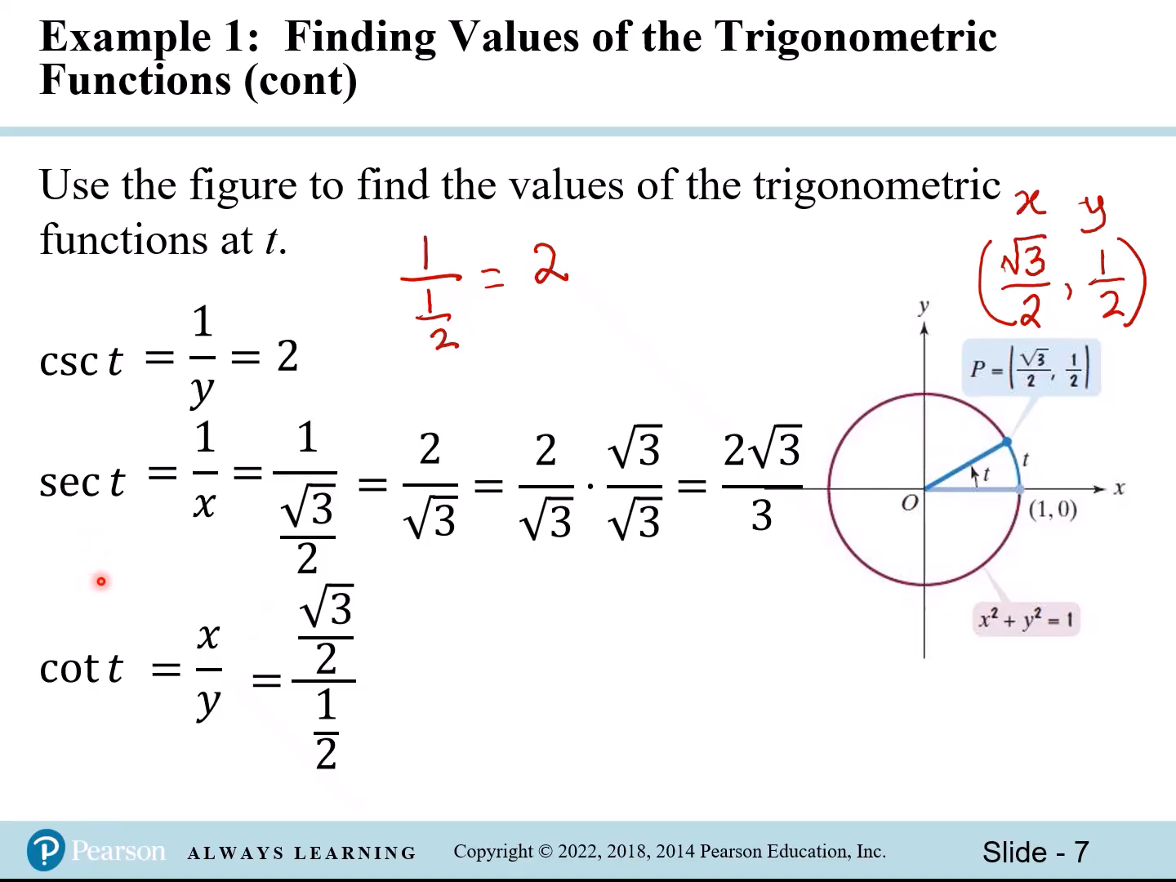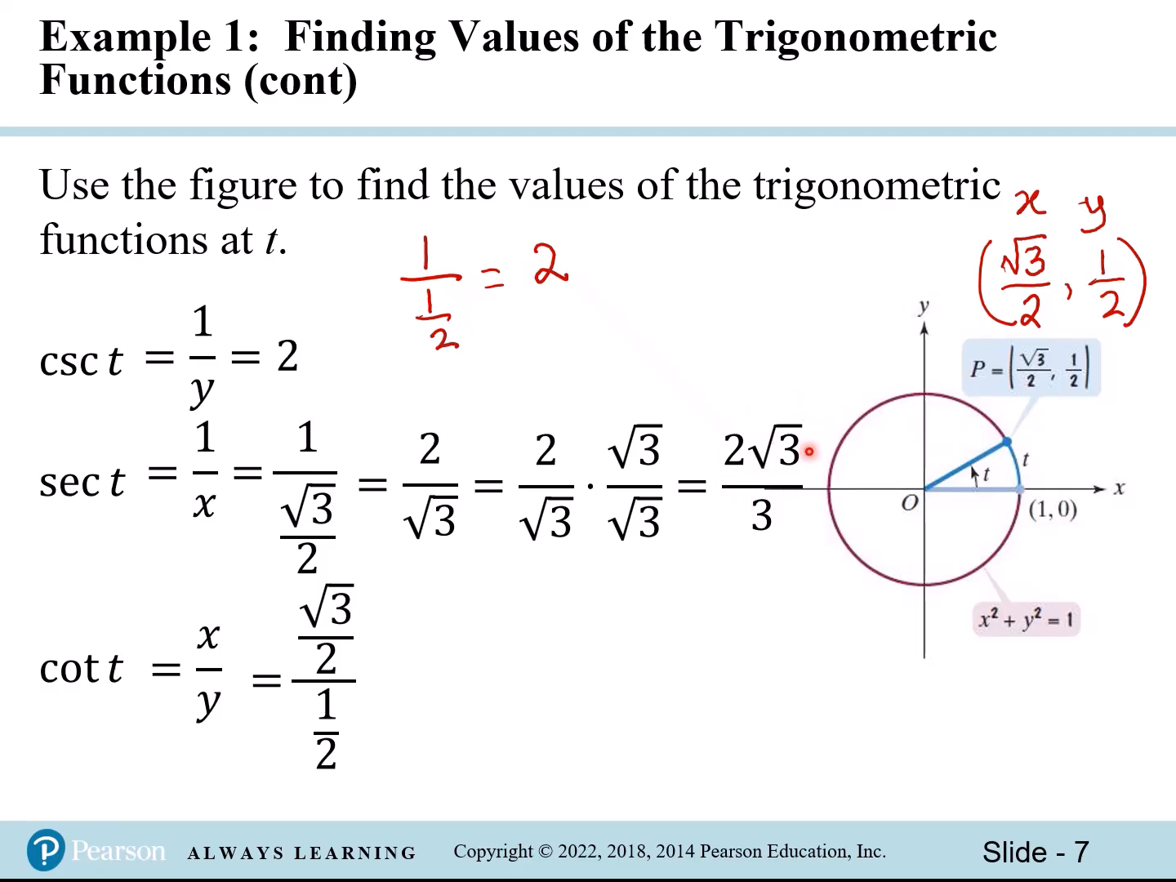Cosine was equal to x, therefore secant would be 1 divided by x. So we have 1 divided by square root of 3 divided by 2. When we do this division, we end up with 2 over square root of 3, and we end up with a radical in the denominator. To get rid of that, we multiply both the numerator and the denominator by square root of 3. We end up with an answer 2 times square root of 3 divided by 3.